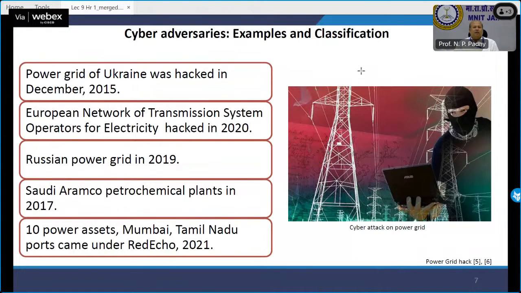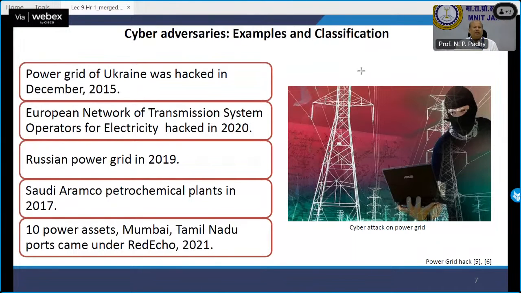So the power grid of Ukraine was hacked in December 2015. Okay, so this is basically a cyber war for the first time. I don't have time, otherwise I might have told you about the story, what I've read. It's a very interesting story, like how the malware penetrated into a PC and then finally created a blackout. A simple virus can create a blackout in the country. That is severe, very powerful.